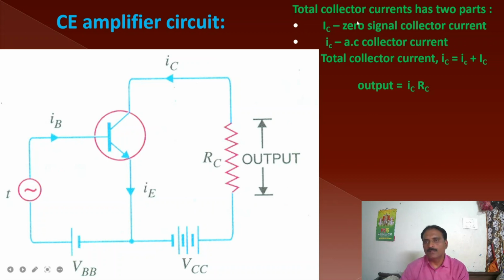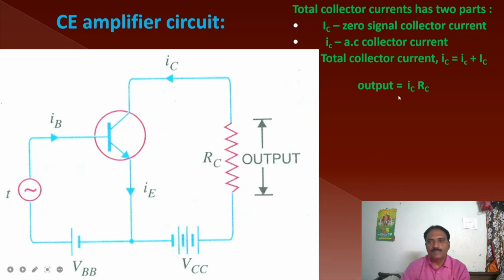Here the total collector current has two parts. It can be written as IC equals ic plus capital IC. Here the small ic component gives us the AC collector current which is due to the signal, and capital IC gives us the zero signal collector current. That means when the signal is not given, whatever DC current flows through this collector circuit is considered as this particular IC. Hence the total collector current is the combination of these two components: one is the AC collector current and the other is the DC component, that is, the zero signal collector current.